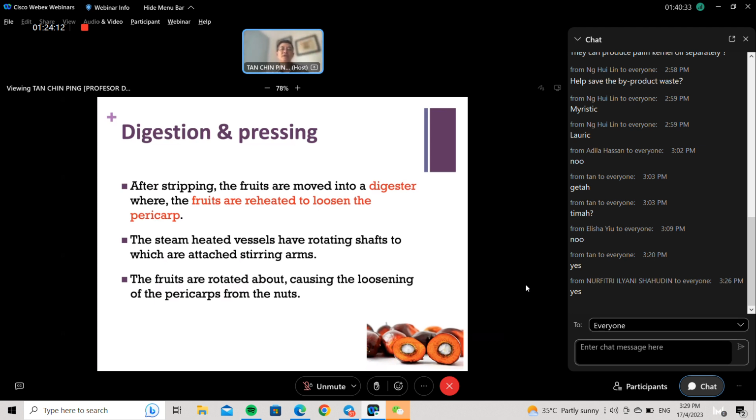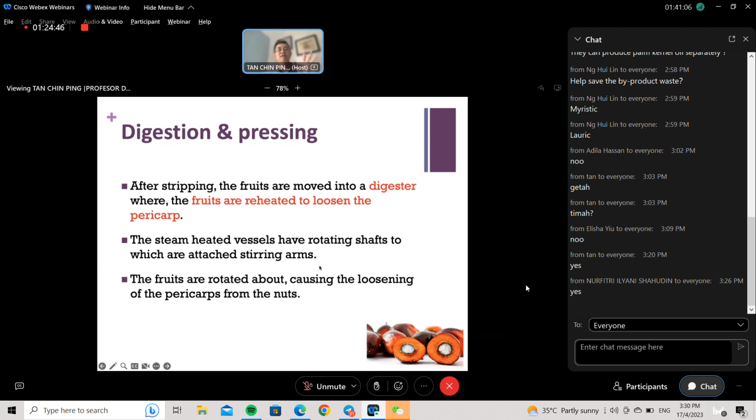Then they will pass through digestion and pressing. So the fruits in a digester, which I already mentioned, they are going to heat up the fruits to make sure that the pericarp is significantly softened, so that we can make sure that the mesocarp is kind of, not to say totally detached, but softened up from the pericarp. If you look at my arrow here, my cursor now, then you can take a look at it.